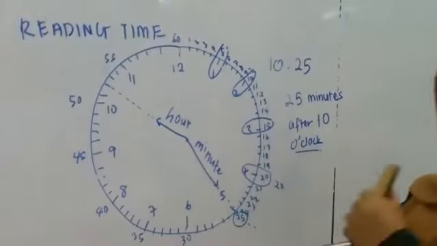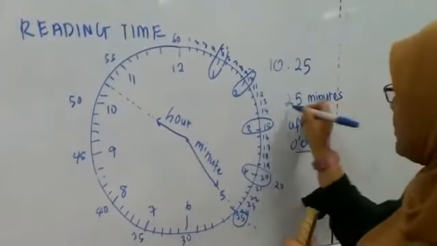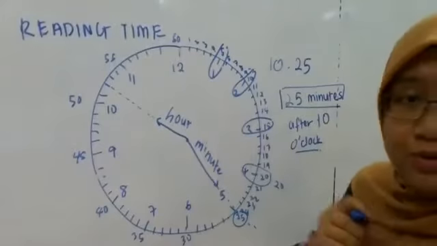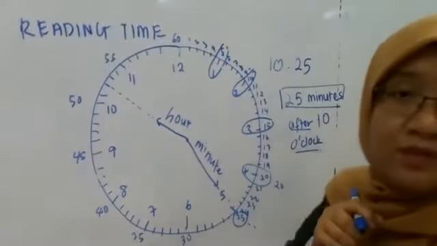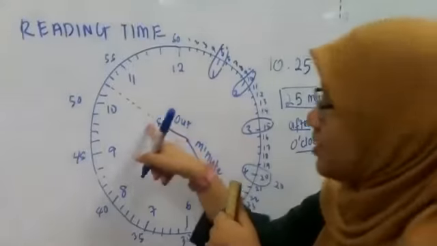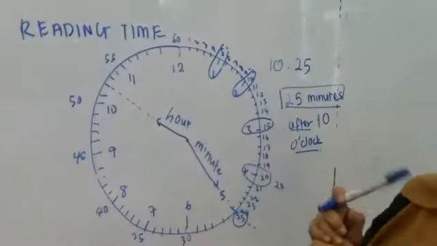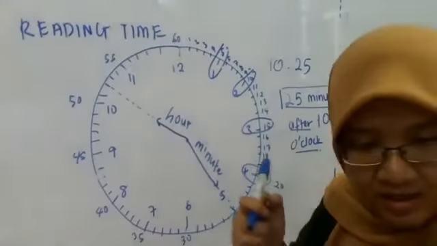So what should you do first? First you mention 25 minutes. And then you use the word after. After what? Then you check the hour needle, the short needle: after 10. After 10 o'clock. Alright, let's do a second example.